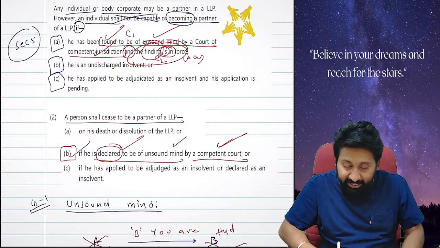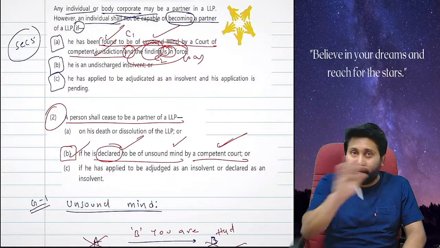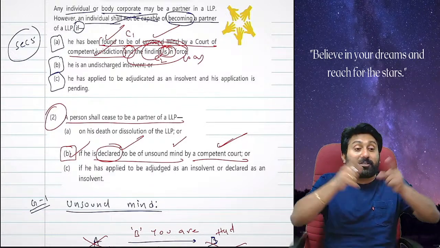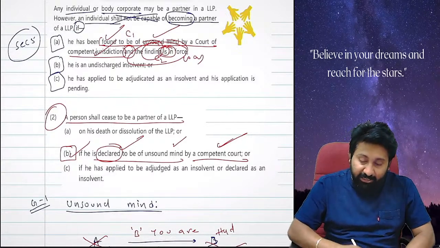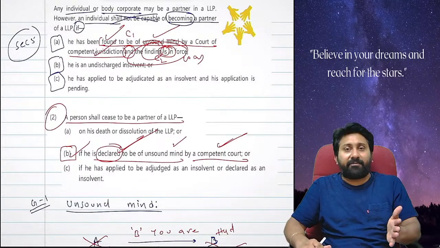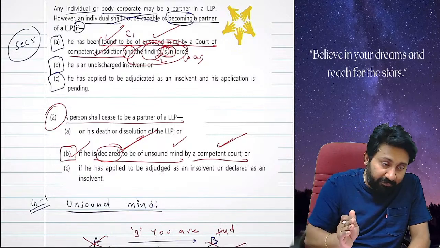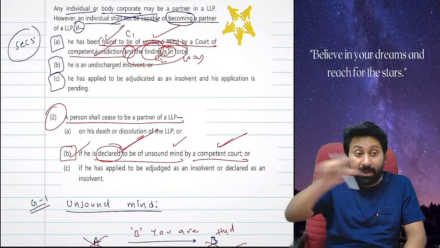The reason is vacation gets attracted for a point of time, not for a period of time. "Finding is in force" is a period. Just if you get declared by the court as unsound, that's all, your office will become vacant. It need not be for a period of time. Vacation happens at a point of time. Disqualification happens for a period of time.